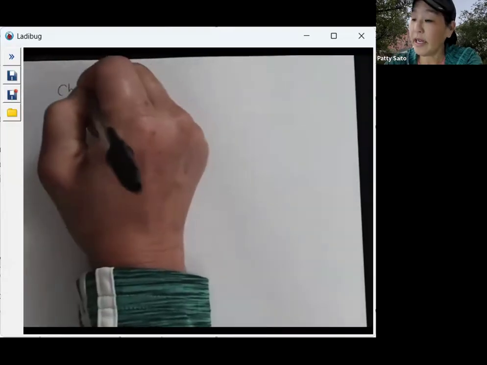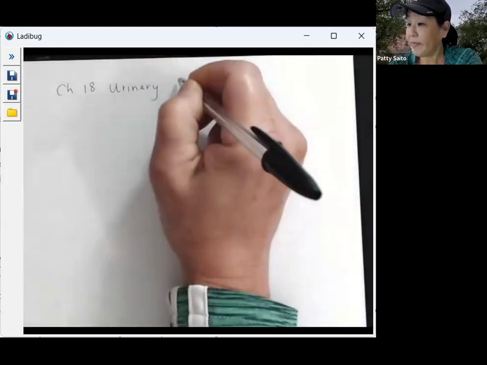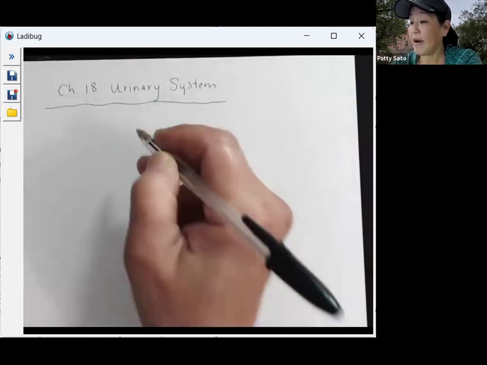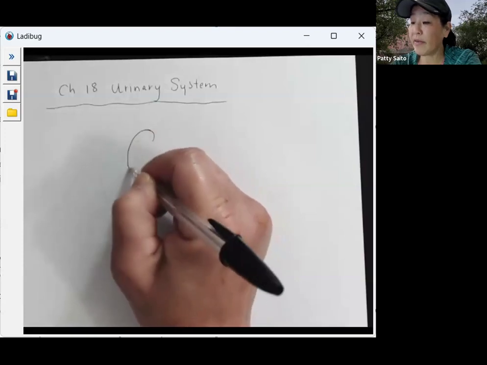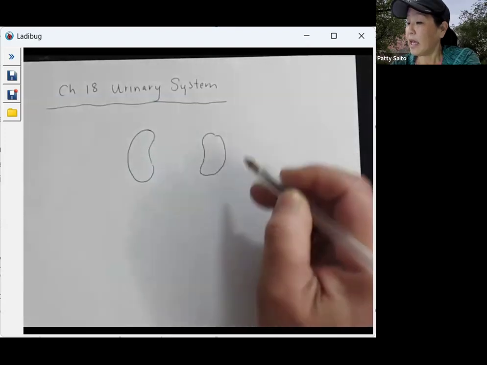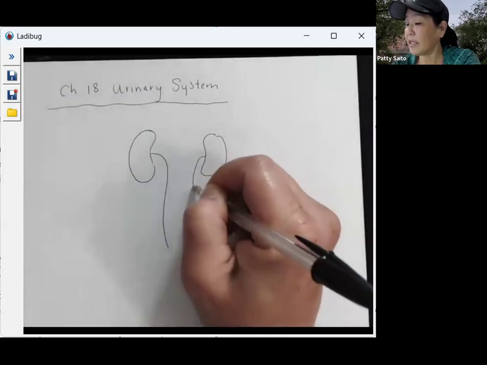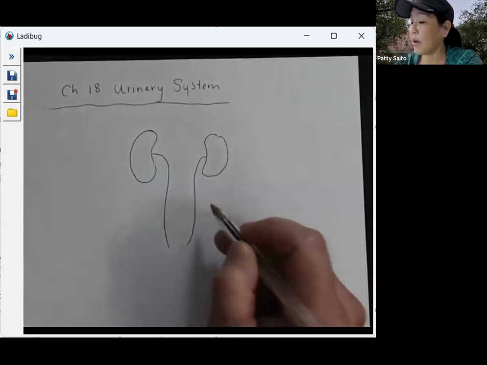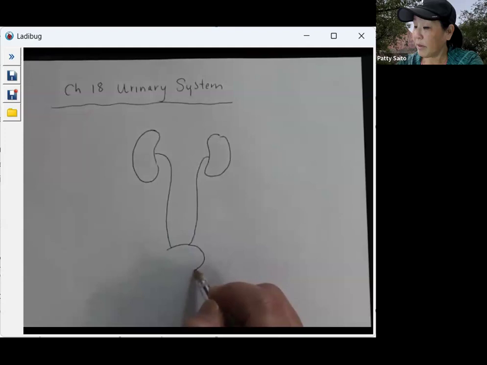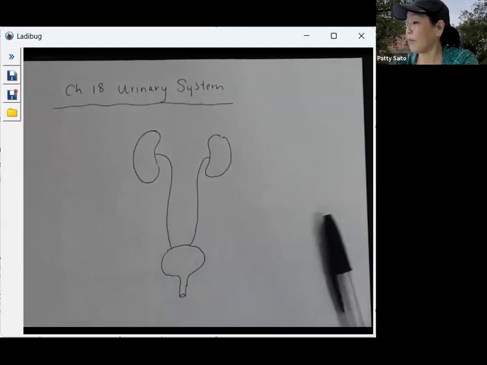So, Chapter 18, urinary. The urinary system is made up of the paired kidneys. The kidneys make urine, as well as a lot of other things. It transports the urine by way of the ureters to store the urine within the urinary bladder before making its way out through the urethra.